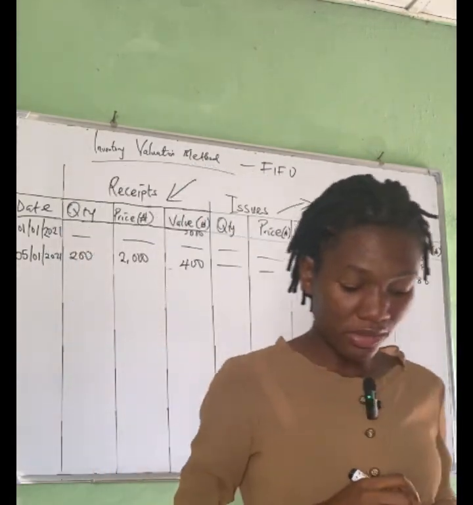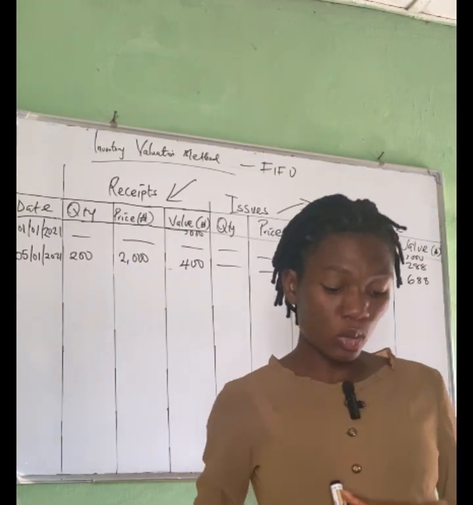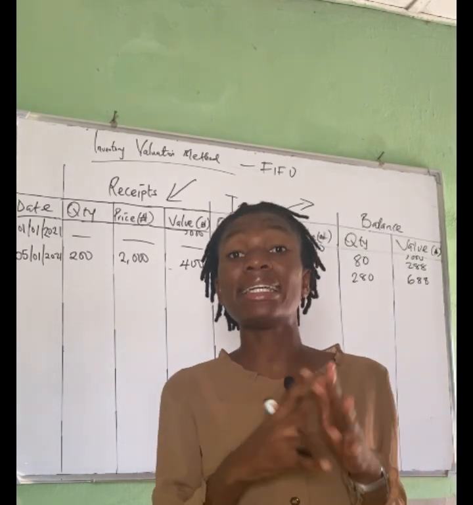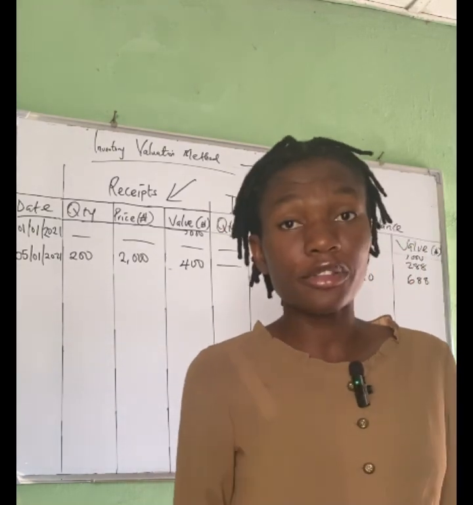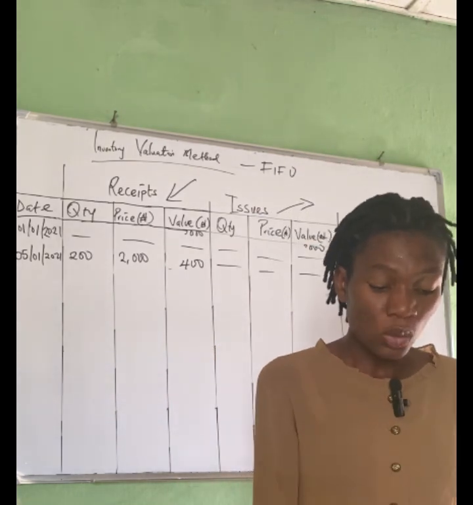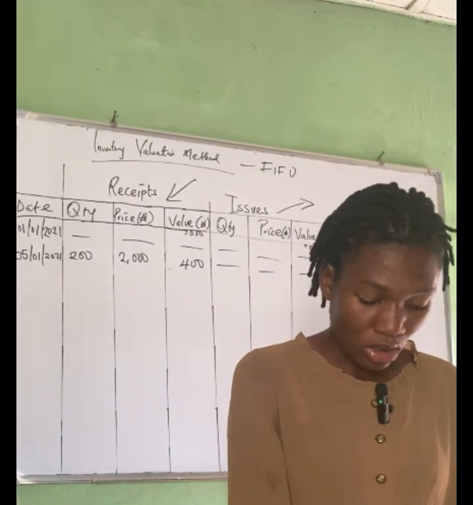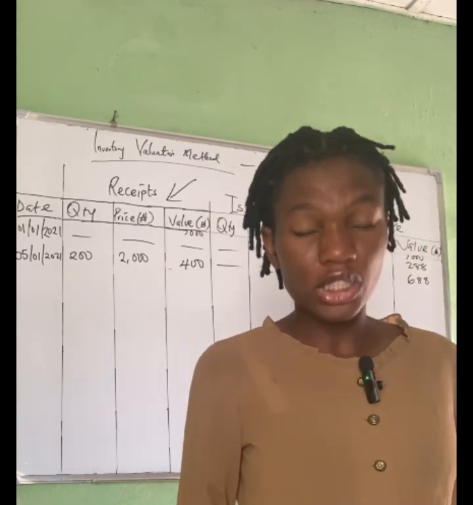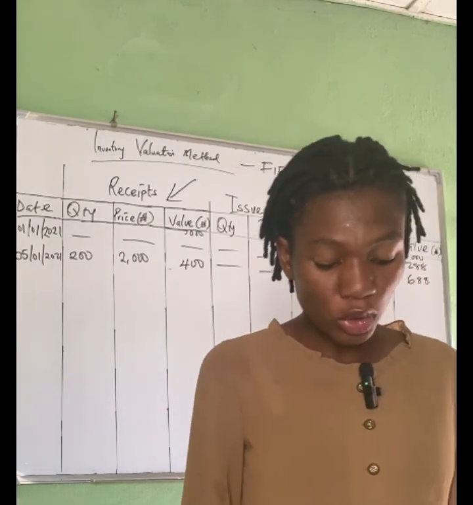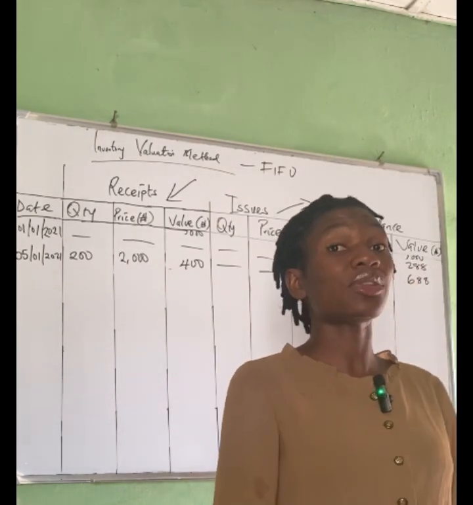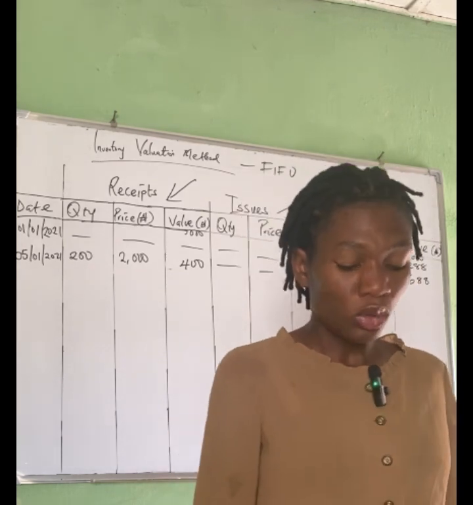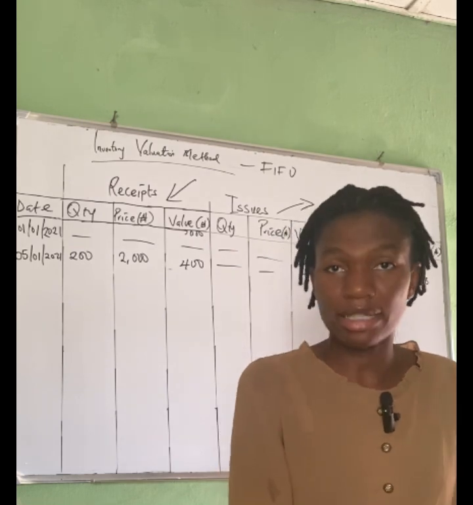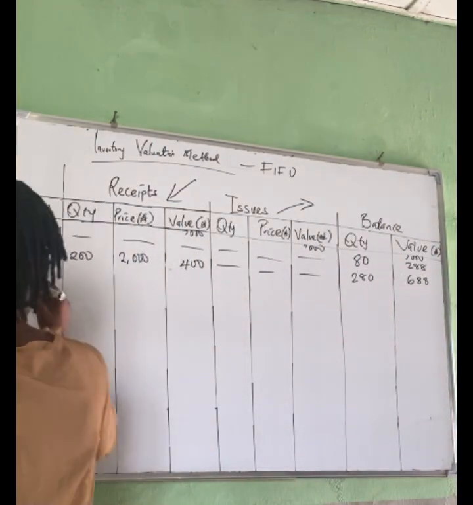Now the next thing we are having, on the 25th of January, we still purchase goods, okay. Like I said, we are working based on calendar days. After the 5th, we have another date. So on the 25th of January 2021, we purchased 300 bundles. Still another receipt, right? We're working with our calendar days. We purchased 300 bundles at 2,200 naira each. So 25th of January, quickly.